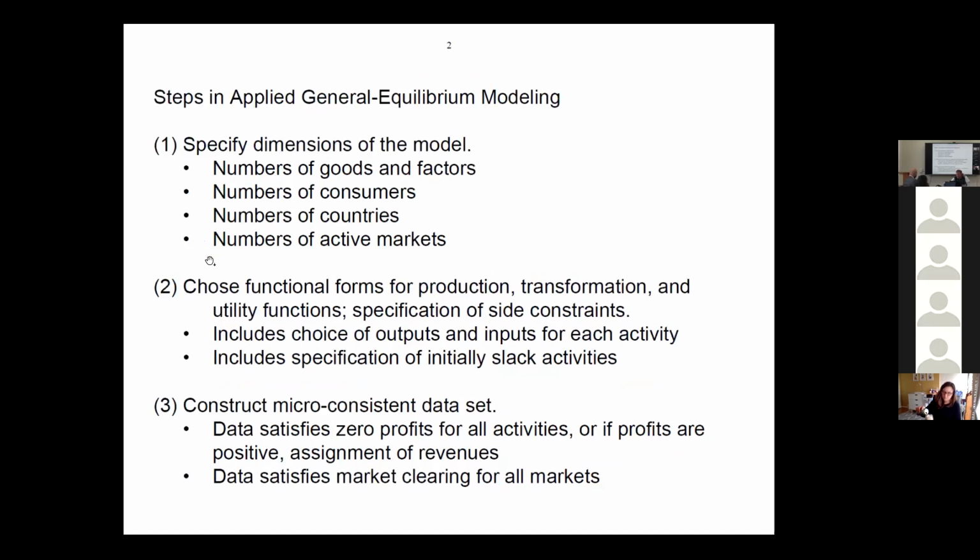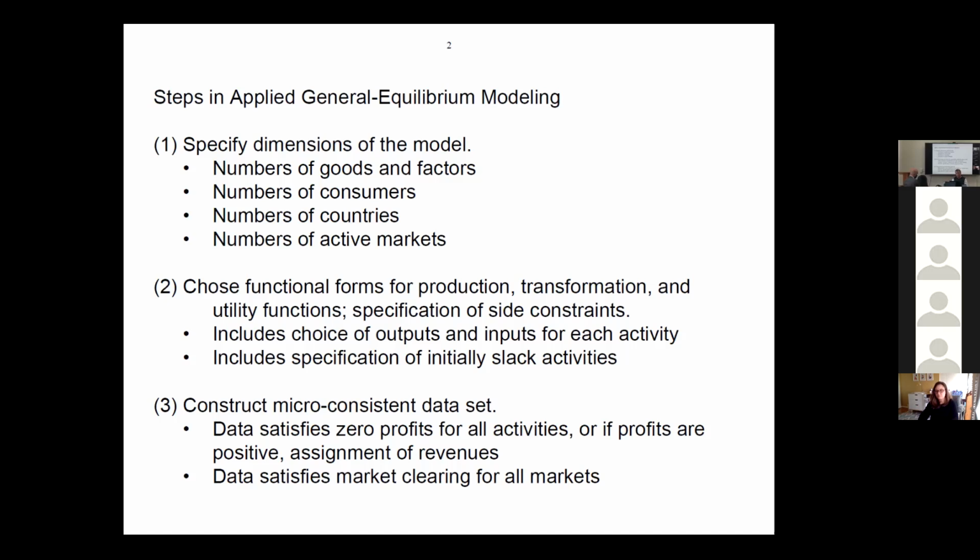Okay, so the steps in GE modeling are typically, you start out specifying the dimensions of the model. How many goods and factors are there, number of consumers, number of countries, number of active markets, inactive markets. We have the problem of deciding how unprofitable it might be. Second step is choosing functional forms. Obviously everything has to have an explicit functional form. We're not writing simulation models as y equals f of x. We have to know what f is. Some theorists don't like that.